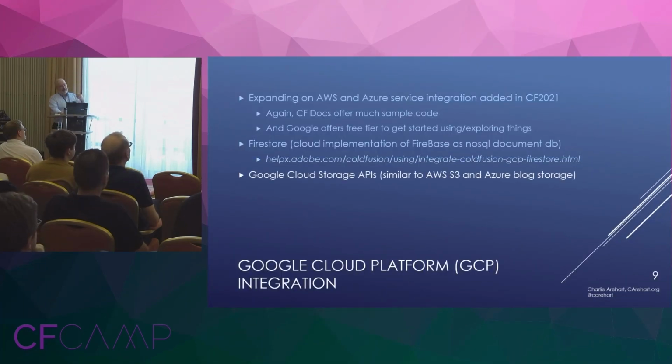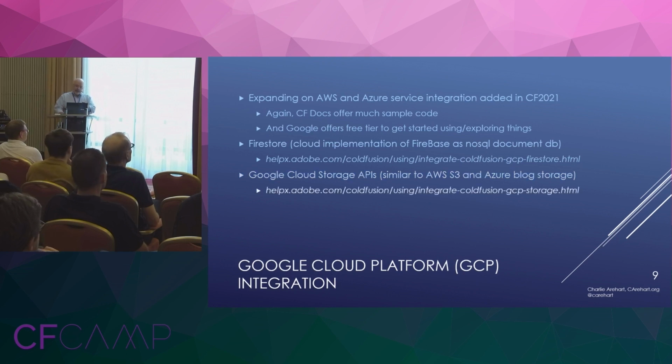Then they've opened up cloud storage APIs. This is similar to what they long had done with S3. They did even more in CF 2021 with S3, so that has changed, if you didn't know, in 2021. And then they added Azure Blob Storage. Now they've added GCP's cloud storage. And there's a whole page on that with examples, if you're interested in that.